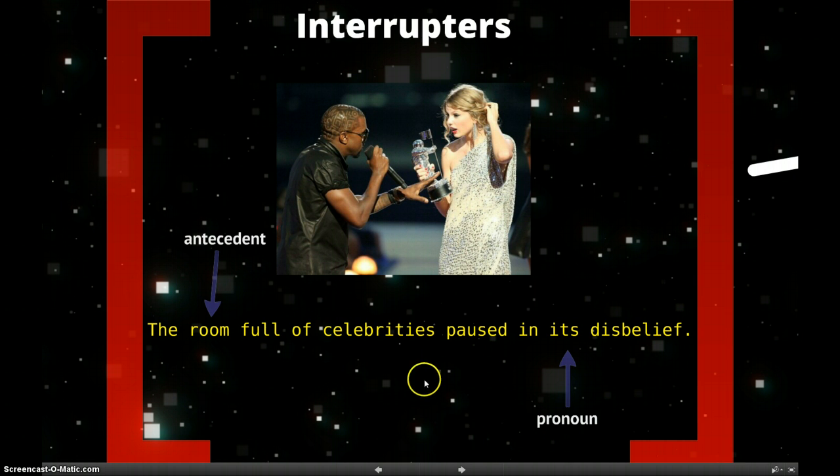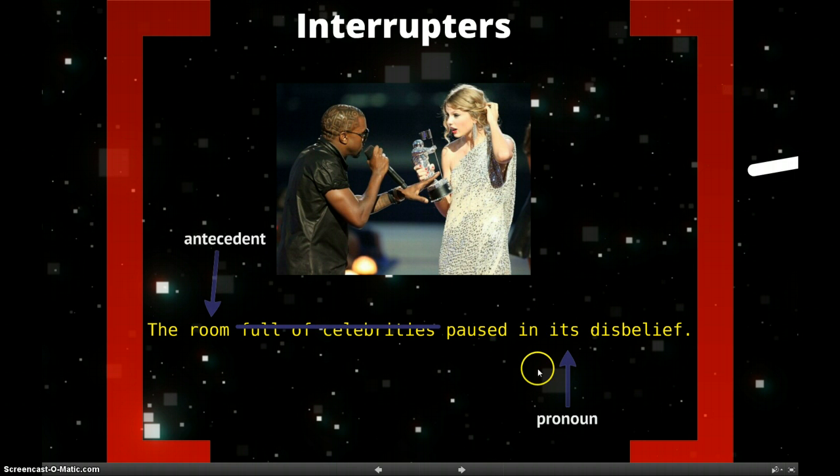Now we have full of celebrities here. We should cross that out in order to make sure that we know that room is our antecedent. Otherwise, when you say the room full of celebrities, you have a tendency to want to use a plural pronoun because it goes with the plural number of celebrities in the room. But remember that room is what you're referring to, not the celebrities. So it needs to be a singular pronoun.